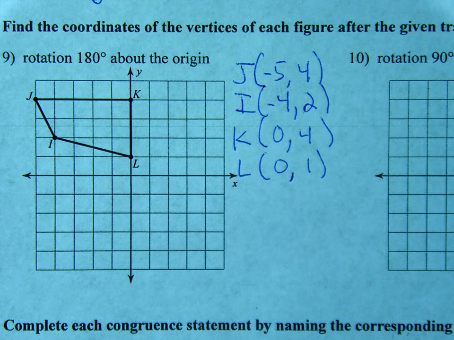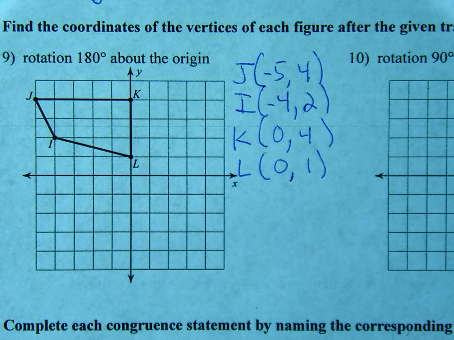I want to go ahead and continue and go over a few more problems. We're going to deal with some more rigid motion and some more congruent triangles. So first we're going to start here with number 9, and we're doing rotation. And this one's 180 degrees.